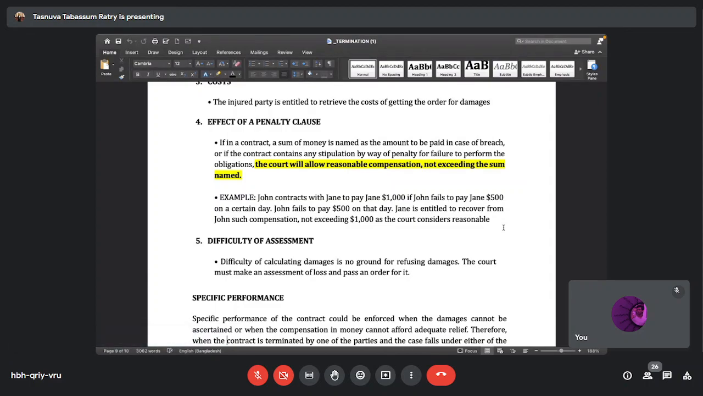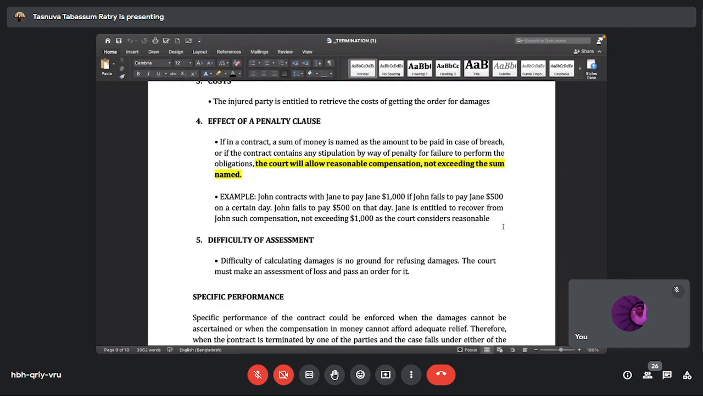The court will not allow any excessive amount that will arise from the breach of contract. Usual losses or all the other losses, legal costs will not be taken into consideration. If the contract has a penalty clause, in that case, the court will only allow that amount as compensation by way of the penalty.